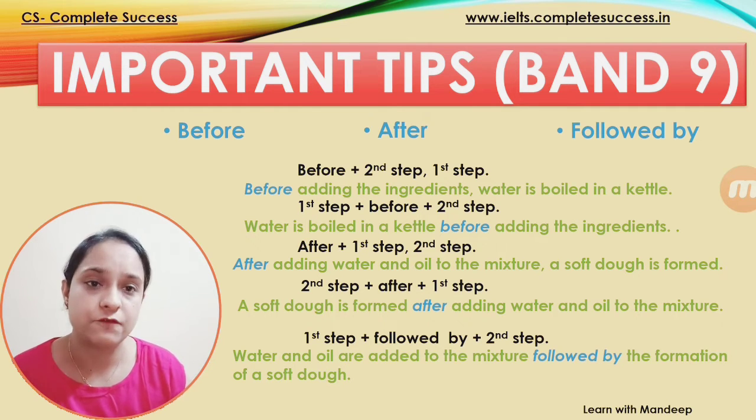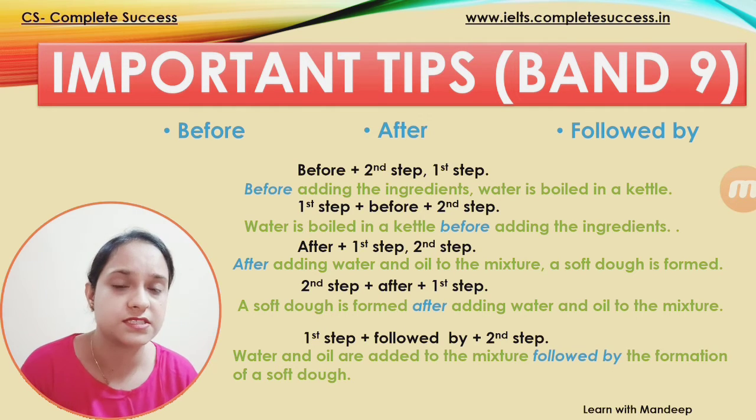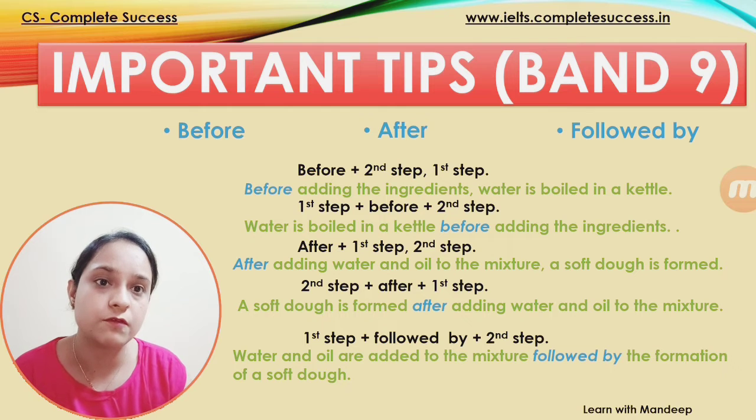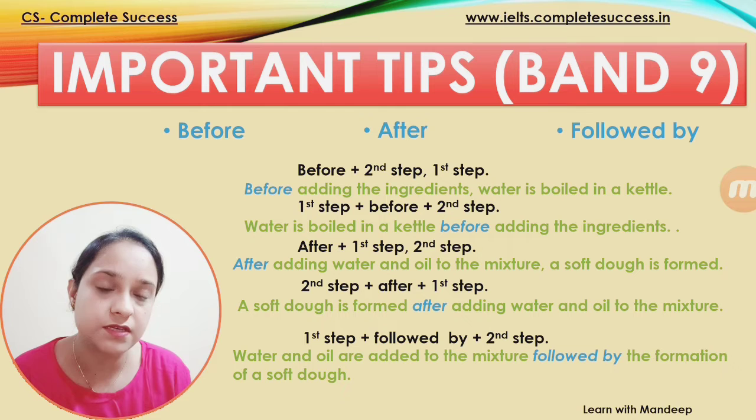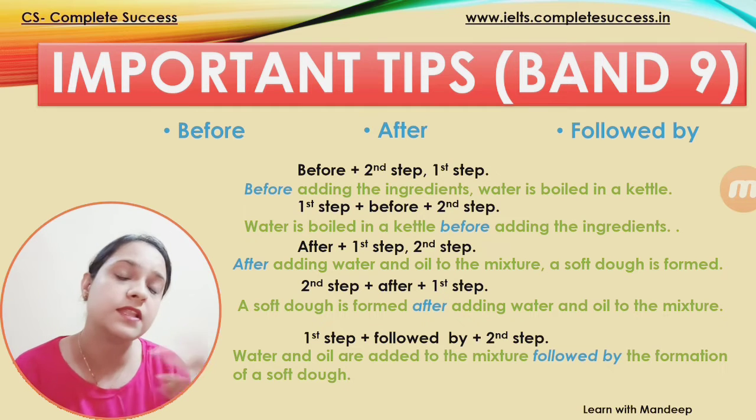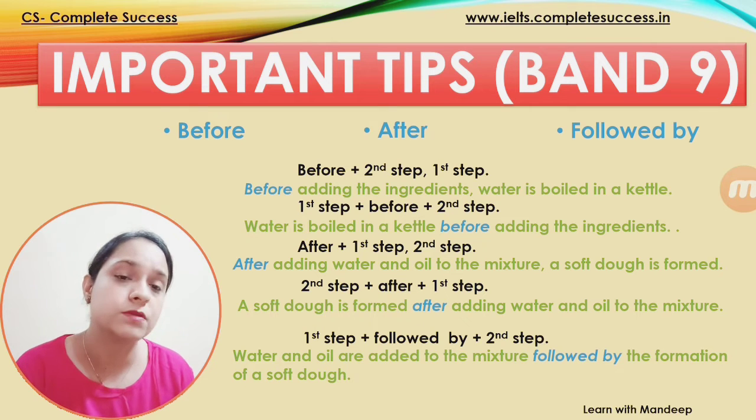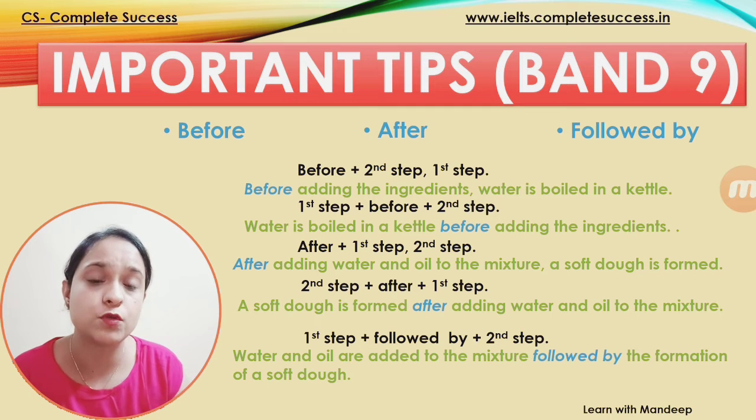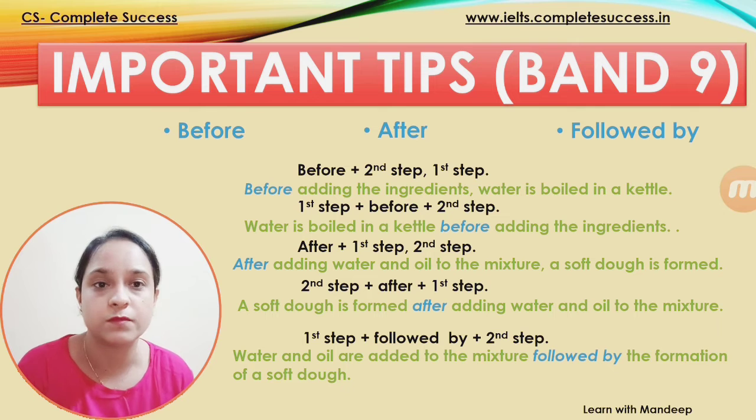Next, for after. After can also be used in the starting or in the middle of the sentence. It is the opposite of before. When we use before, we have to explain the second step before the first step. But when we use after, we will explain the first step, then the second step. Like after adding water and oil to the mixture, a soft dough is formed. Means firstly you have to add water and oil to the mixture, then a dough will be formed.